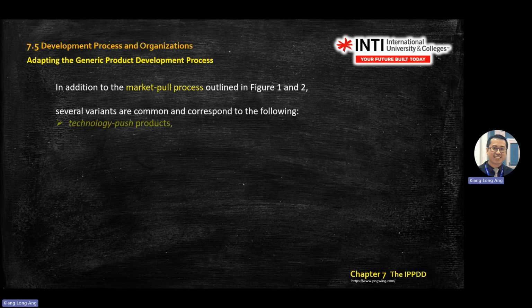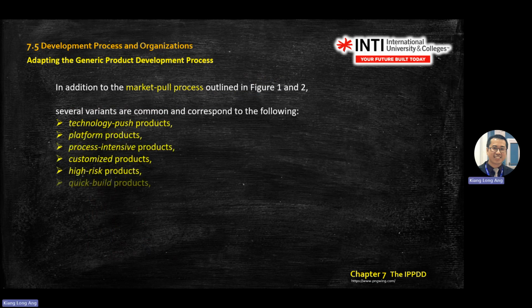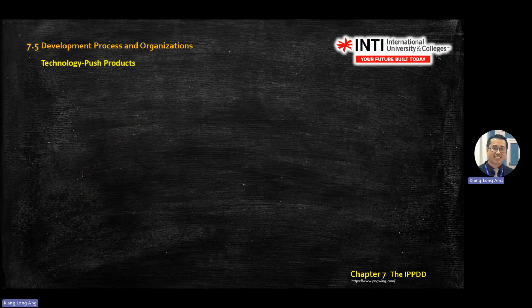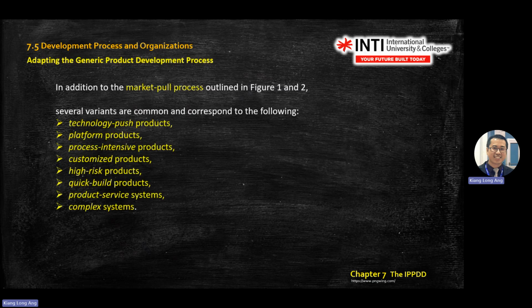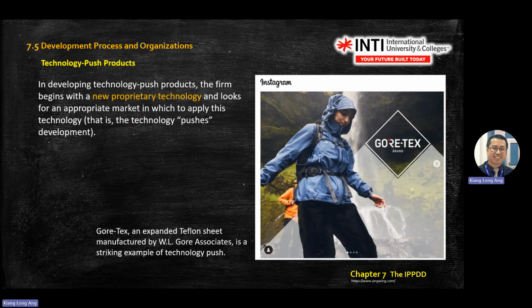So there are other processes besides market pull. There are all these variants: technology push, platform, process intensive, customized, high risk, quick build, product, service, and complex system. So it depends on what the wording is. For example, technology push. Technology push gives you a product called Teflon, Gore-Tex. Right, Gore-Tex, they manufacture fabrics for harsh weather and also very high resistant products.